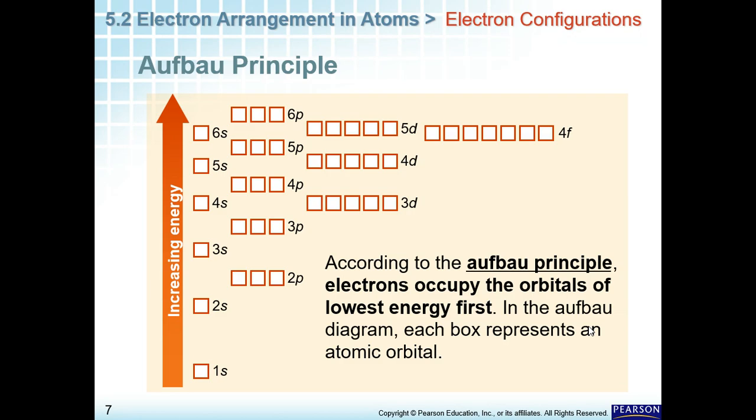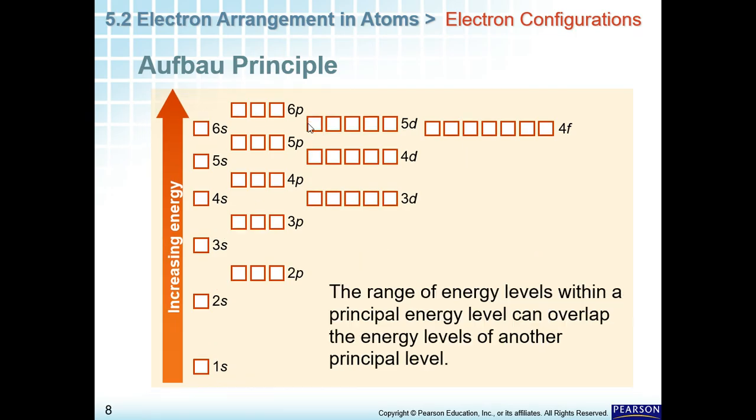According to Aufbau's principle, electrons are going to occupy orbitals of the lowest energy first. And one thing we have to understand about the lowest energy is this is going to be the one that's closest to the nucleus. Once you get away from the nucleus, you're going to go in increasing order. So energy level 1, sublevel S. Energy level 2, sublevel S. Energy level 2, sublevel P. And you're going to keep filling these electrons as we go up and up and up.